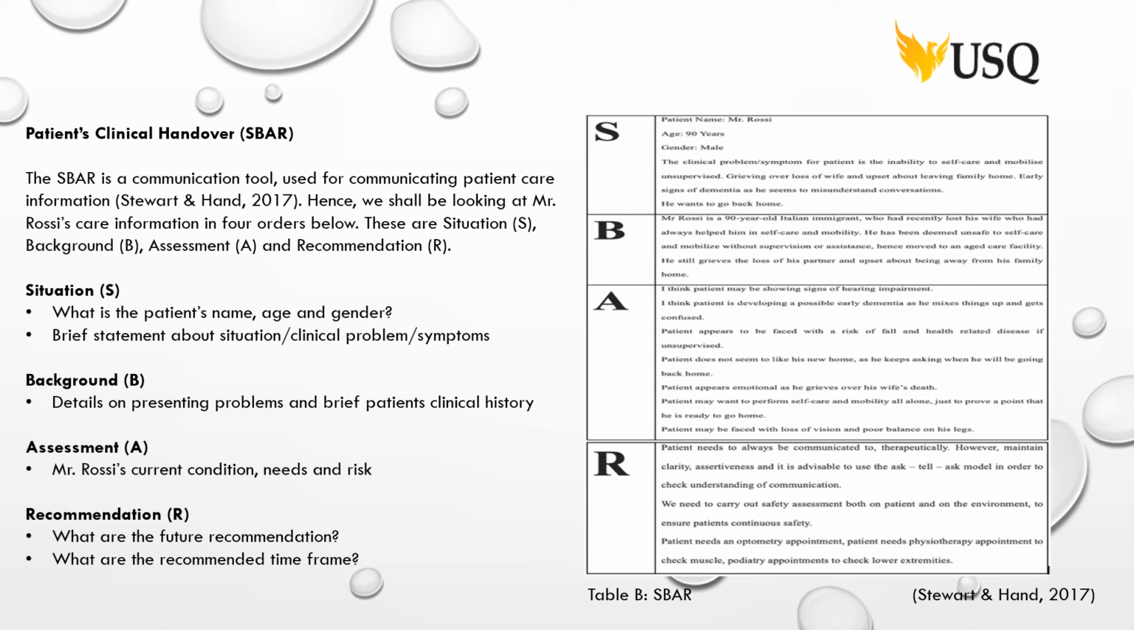Now the background here: Mr. Rossi is basically a 90-year-old Italian immigrant who had recently lost his wife, and the wife, as we know, always helped him in his self-care and mobility, and he has been deemed unsafe after the loss of his wife to self-care and mobilize without supervision or assistance. Hence, he was moved to an aged care facility for supervised self-care and mobilization. He still grieves over the loss of his wife, and is upset about being away from his family home.